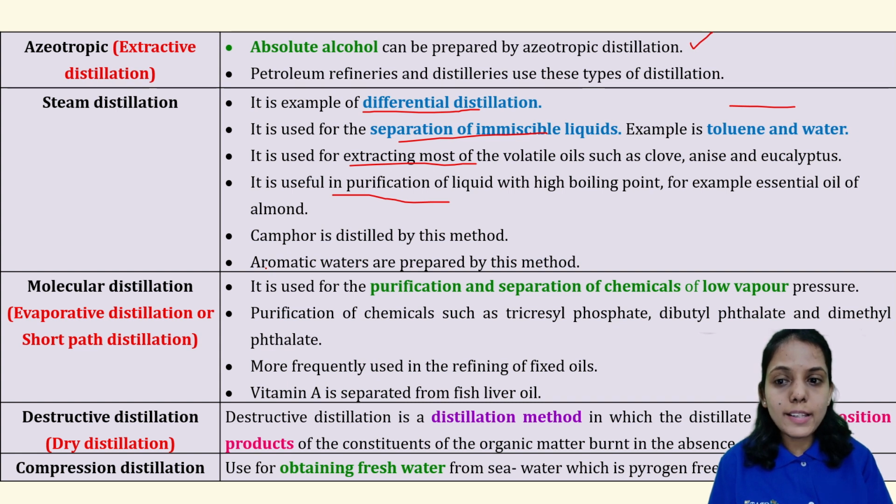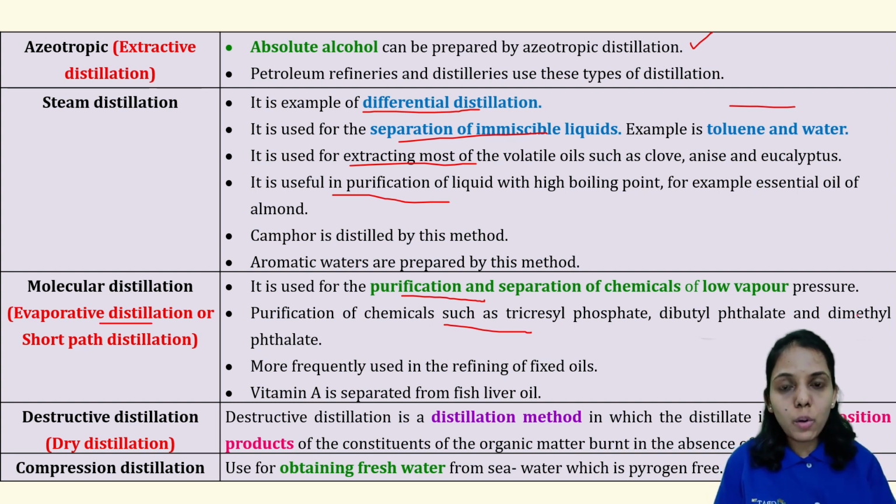Next is molecular distillation, also called evaporative distillation or short path distillation. It is used for the purification and separation of chemicals which have lower vapor pressure, such as tricresyl phosphate, dibutyl phthalate, and dimethyl phthalate. It is more frequently used in the refining of fixed oils. Fixed oils are those that are not volatile. If we want the purification of these types of oils, then molecular distillation can be used. Vitamin A is separated from fish liver oil using molecular distillation.